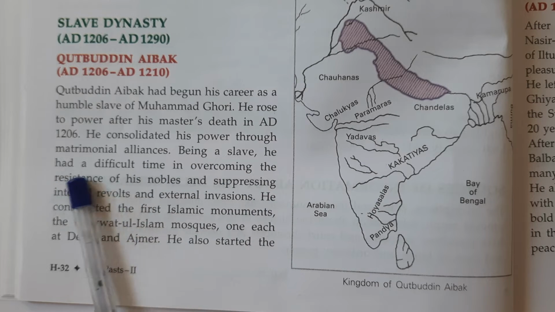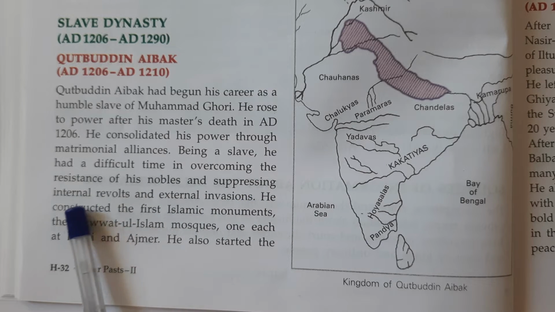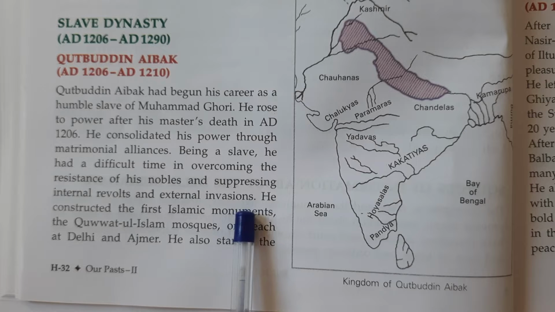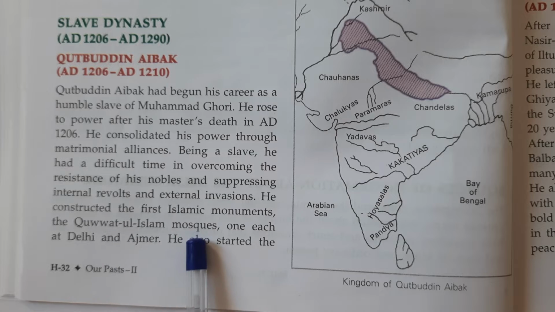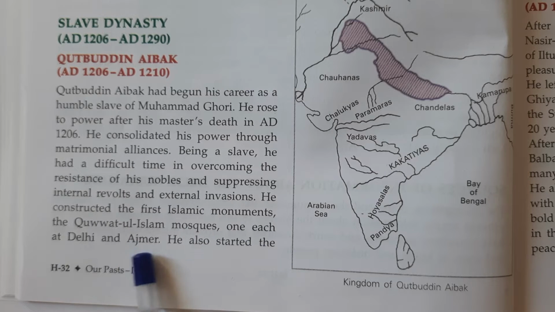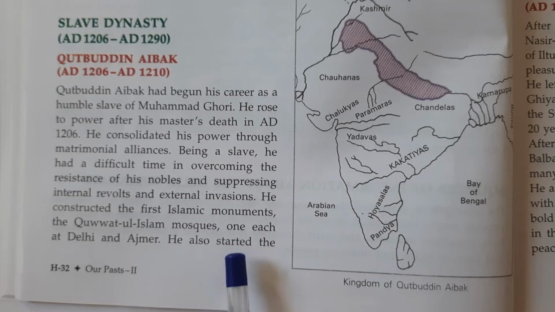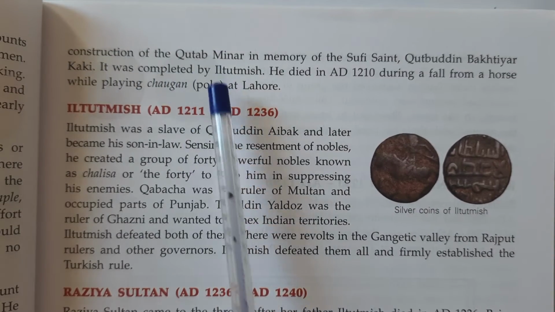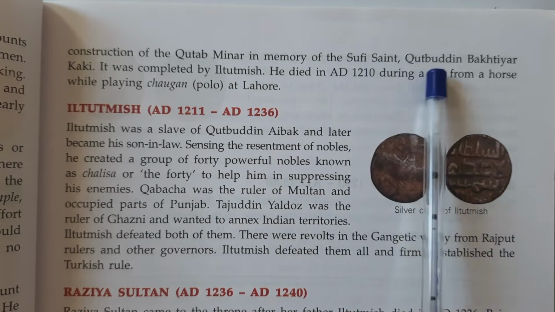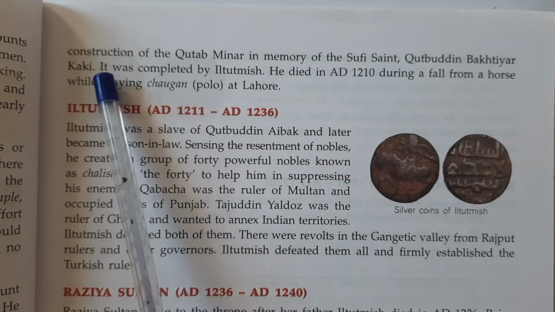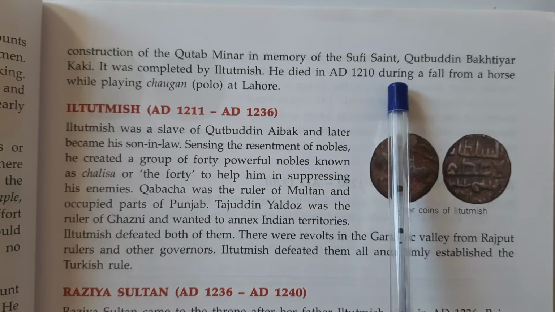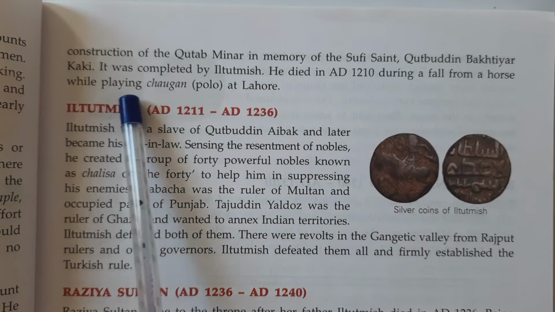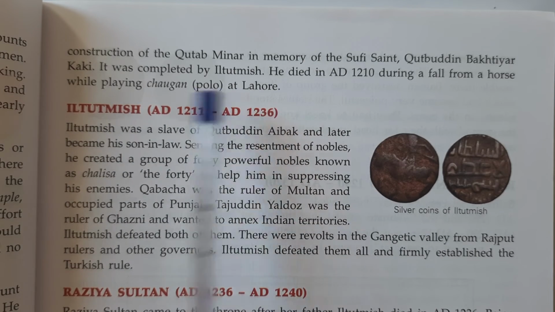Being a slave, he had a difficult time in overcoming the resistance of his nobles and suppressing internal revolts and external invasions. He constructed the first Islamic monuments, the Quwwat-ul-Islam Mosque, one each at Delhi and Ajmer. He also started the construction of the Qutub Minar in memory of the Sufi saint Qutbuddin Bakhtiyar Kaki. It was completed by Iltutmish. He died in AD 1210 during a fall from a horse while playing Chaugan polo at Lahore.